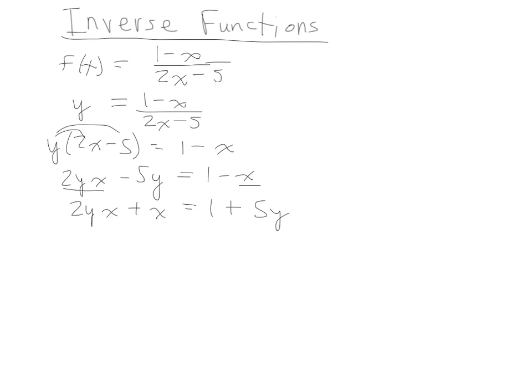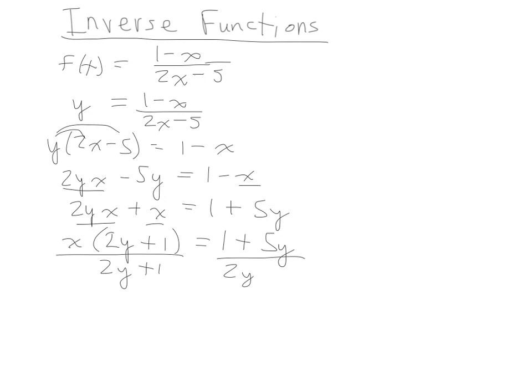Then I notice that on the left-hand side, both of these terms have an x in them, so I can factor that x out, which will enable me to solve for x. So x times the quantity 2y plus 1 equals 1 plus 5y. Then last step, solve for x, just undo that multiplication, just divide on each side by the 2y plus 1. And then I have my x, solving for x, so the mapping has switched.